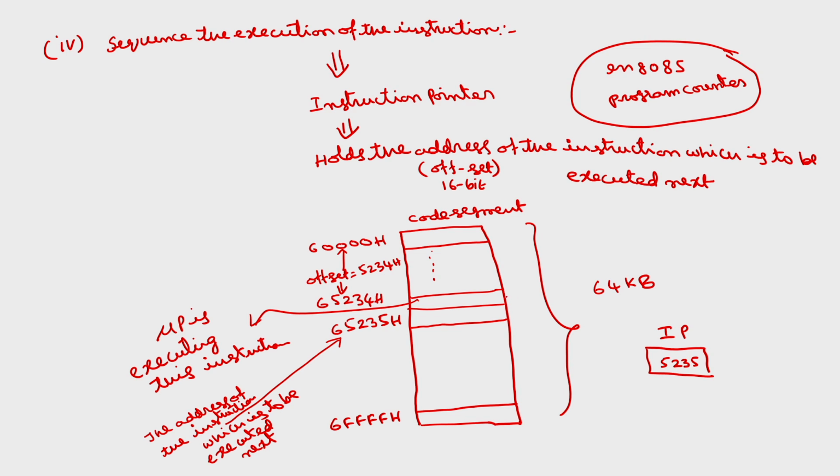Suppose after execution of this instruction, I want to jump here, whose offset is something like say A234H. If I want to skip all these instructions, what you have to do is simply load the instruction pointer with the offset address of the instruction which is to be executed next, which is A234H. Then the program control will be automatically transferred to this. It will skip all these intermediate instructions. That is where we can sequence the execution of the instructions. This is the instruction pointer.